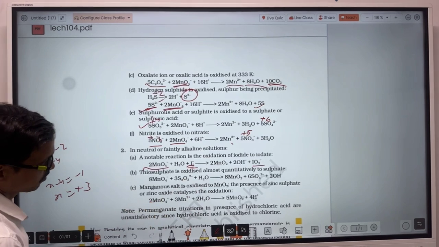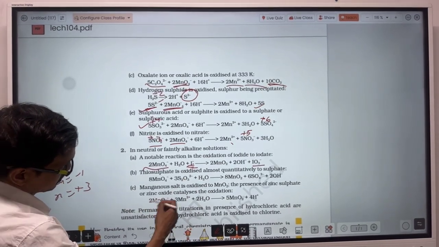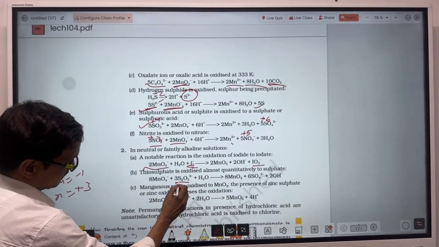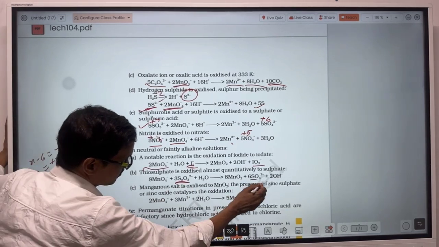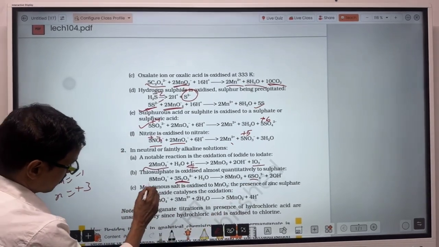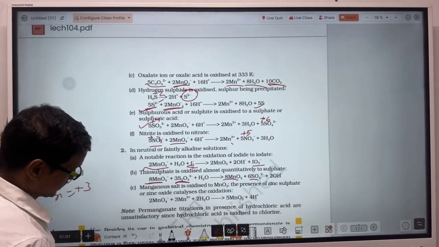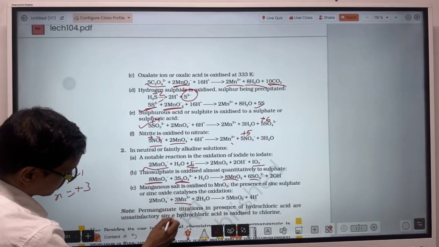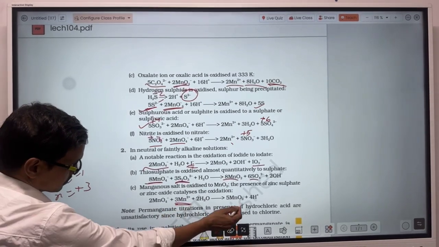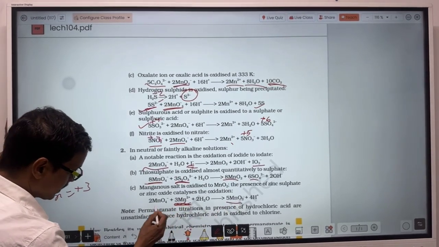HIO3, hydrogen is released, so IO3 minus here. Same, thiosulfate will be oxidized into sulfate ion, and permanganate into MnO2. Now Mn2 plus will be oxidized into MnO2. So one MnO2 from here and one MnO2 from here.